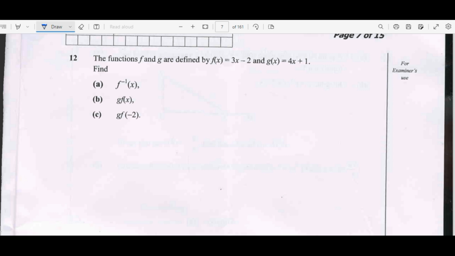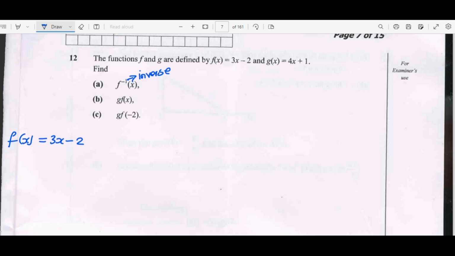So the functions f and g are defined by f of x is equal to 3x minus 2 and g of x is equal to 4x plus 1. Find f inverse. Whenever you see this -1, it simply means we want the inverse of the function f. Now if you look at what it means by the inverse of a function, this is our original function. It's 3x minus 2.